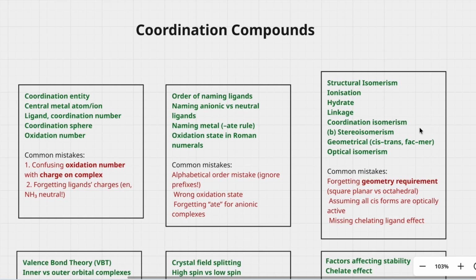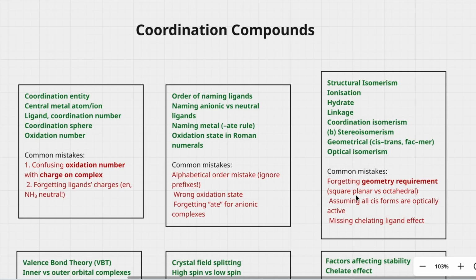Coming to the next topic, we have structural isomerism, in which we have different types of isomerisms, and then we have stereo isomerisms. This topic is also really important. They might give you a diagram of two compounds, and they might ask you if it is cis-trans or if it is fac-mer. Or they might ask you how many optical isomers are possible for this compound. So you should practice this type of questions.